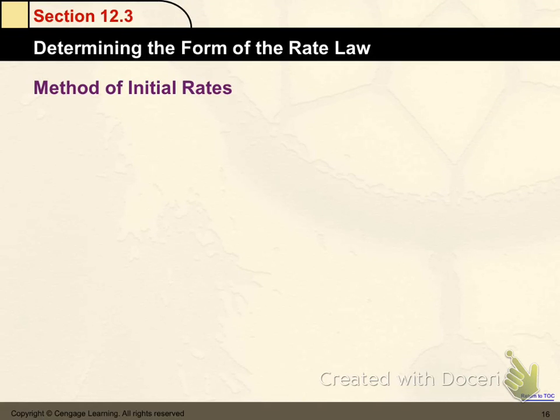All right, what we did in class today we'll call 9.2, and that really focused on 12.2 in the book. This we'll call 9.3, and obviously focuses on 12.3 in the textbook. So today we're going to talk about determining the form of the rate law. And to do that, we're going to use the method of initial rates.